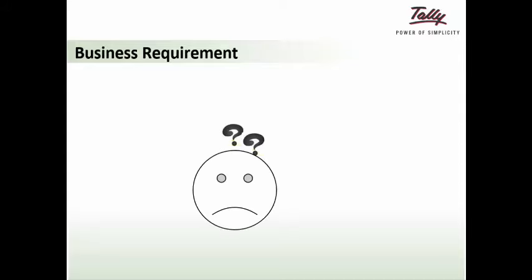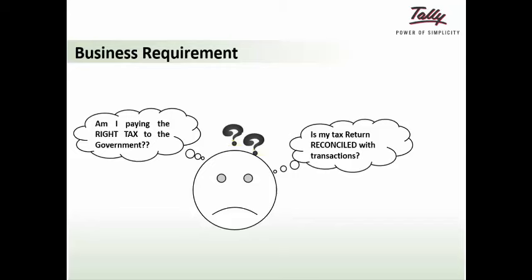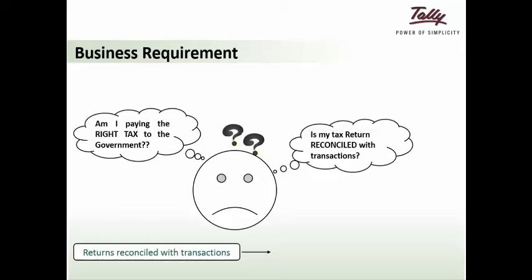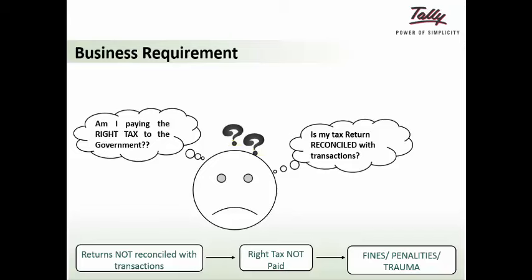The two big questions that a businessman asks himself are: is my tax return reconciled with the transactions? And am I paying the right tax to the government? If the returns are reconciled with the transactions and the right tax is paid, then there is never a problem. But if errors are discovered in the returns or if the wrong tax is paid to the government, there are penalties and fines in addition to the harassment that he goes through.